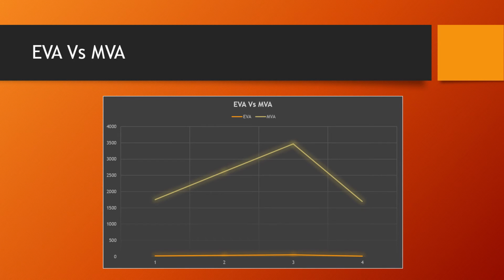Now talking about economic value added and market value added. Economic value added is a measure of company's financial performance, and market value added is the calculation that shows the difference between market value of the company and the capital. As we can see, the market value is constant and the EVA increased and declined after a certain time.